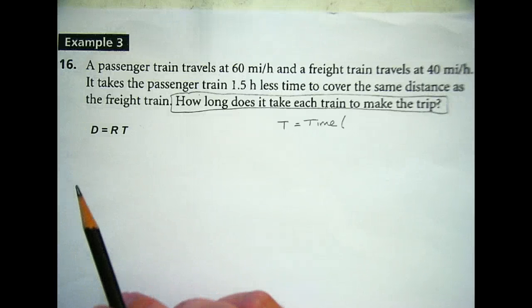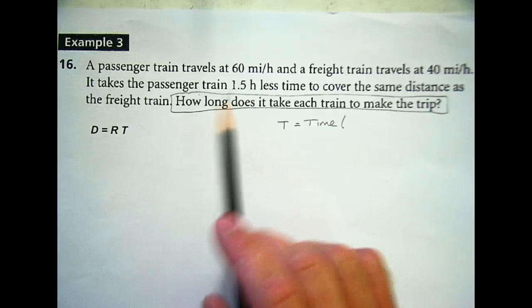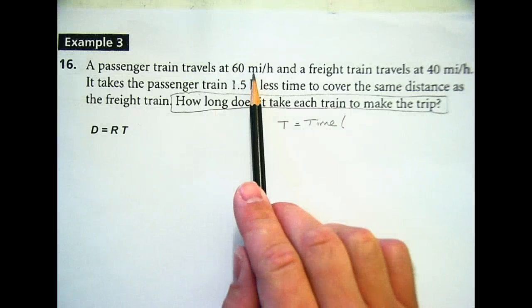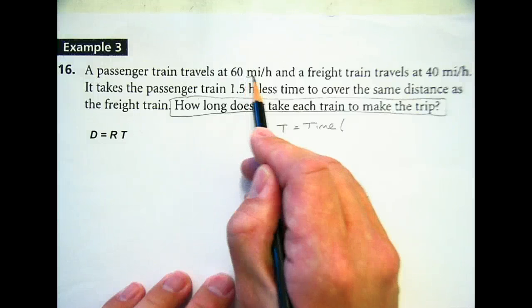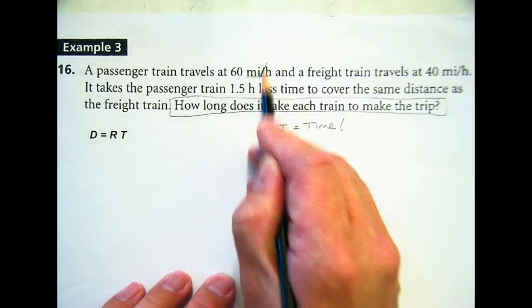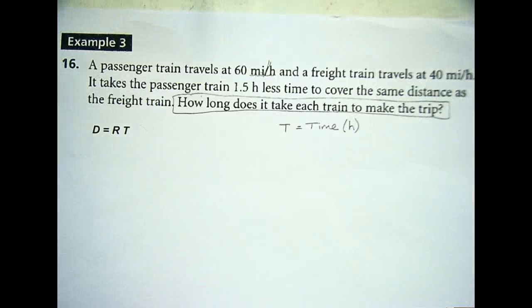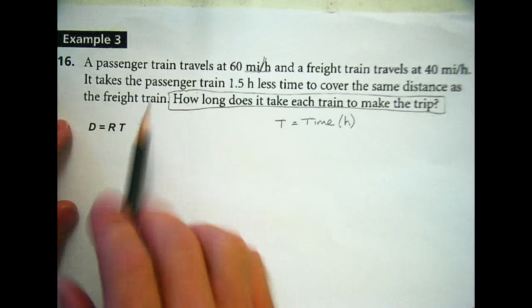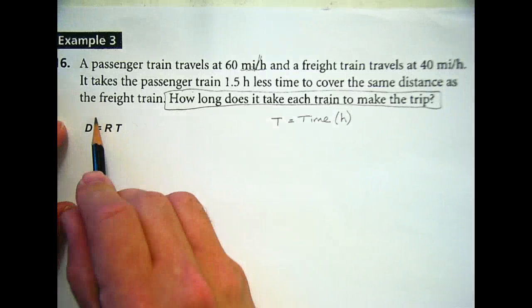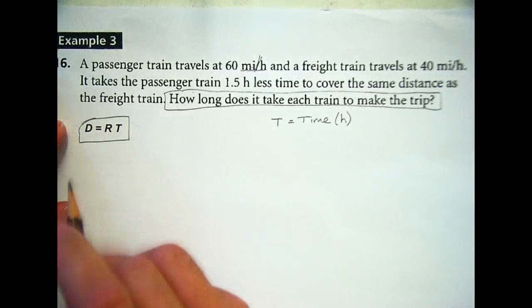Because it says 60 mi/h, which stands for miles per hour. So I'm not going to assume anything. This means miles per hour, and that's hour. So this is time in hours. I'm going to use a formula here called distance equals rate times time.